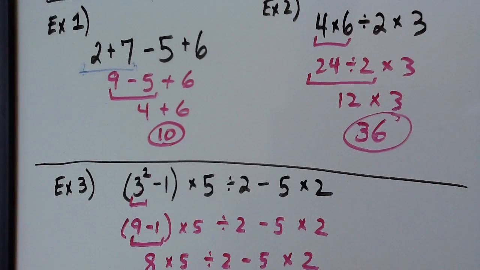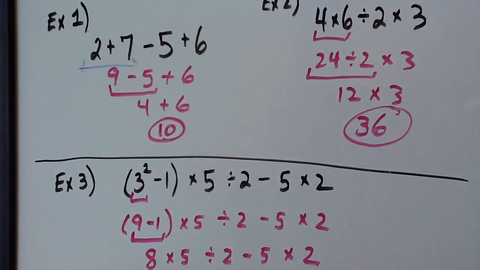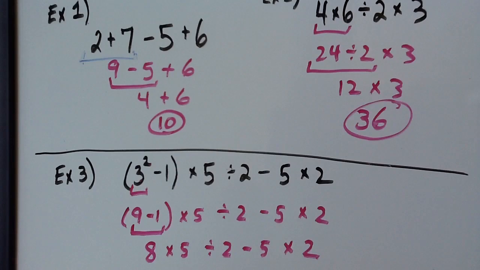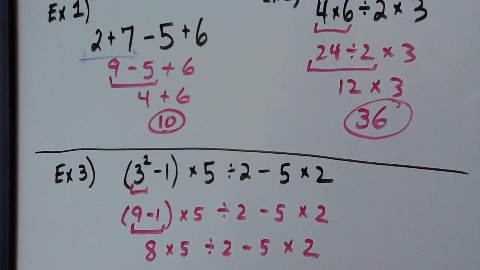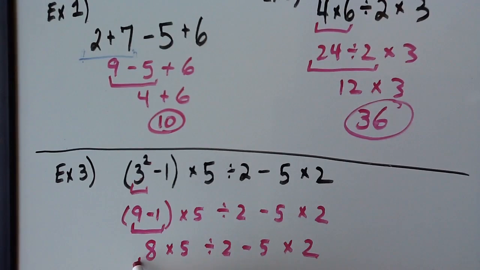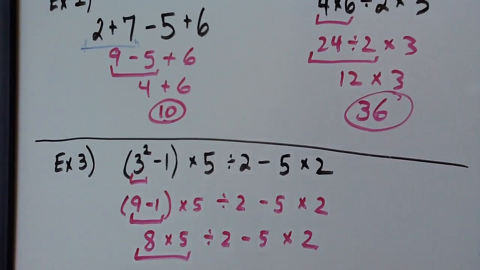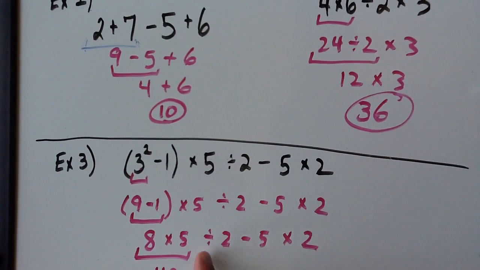Okay, so now I'm looking at this expression. I see no parentheses, so I'm going to move on to exponents. I have no exponents. So now I move on to multiplication and division. Remember, I multiply and divide from left to right. So on the left side, I start on the left with 8 times 5. I put a bracket underneath that. I am focused only on this. 8 times 5 is 40. All of this I bring down to the next line.